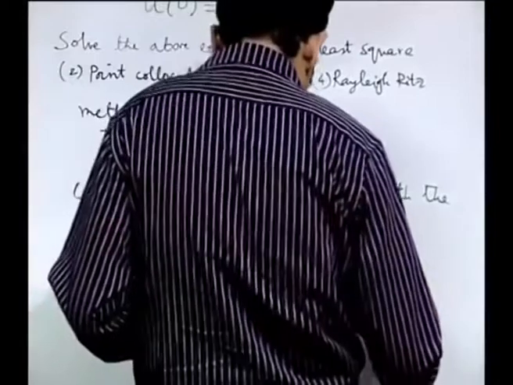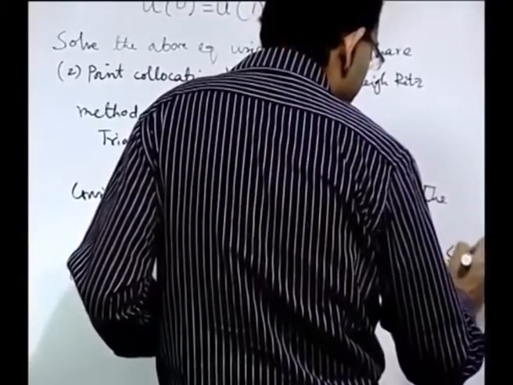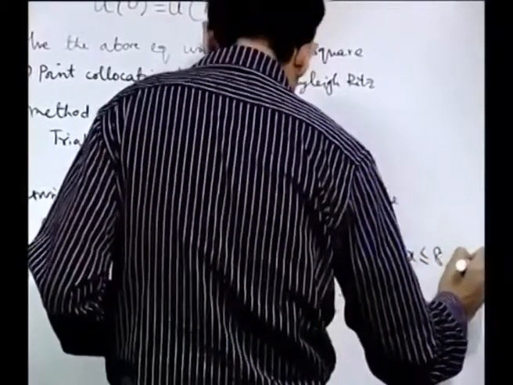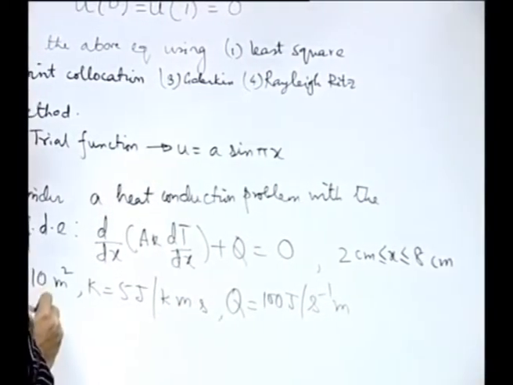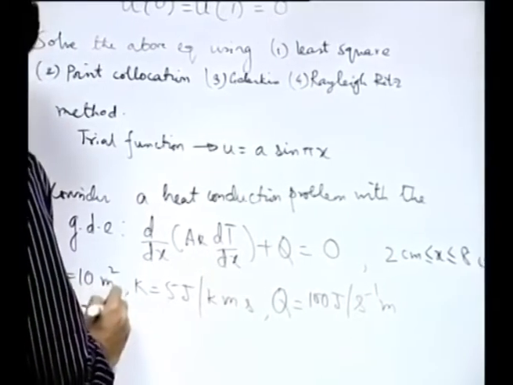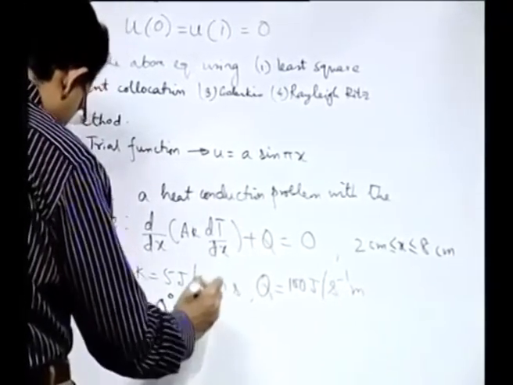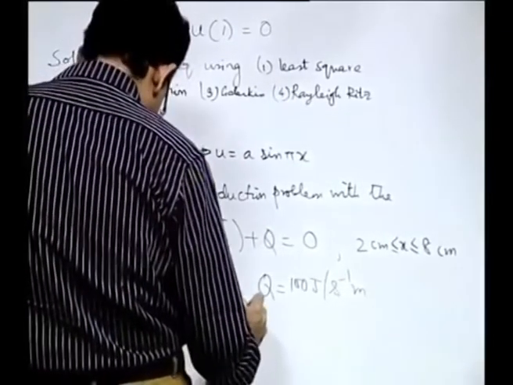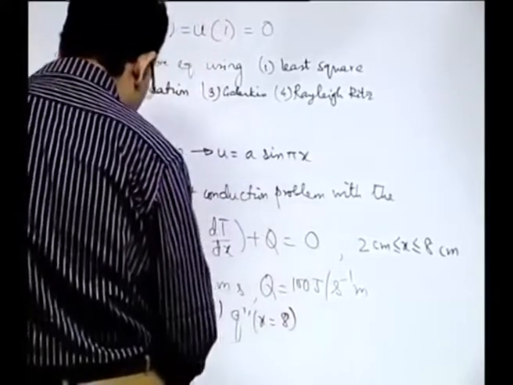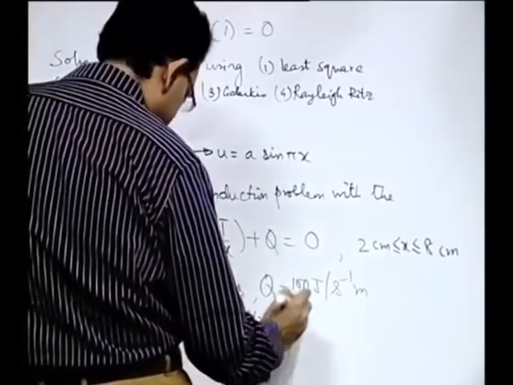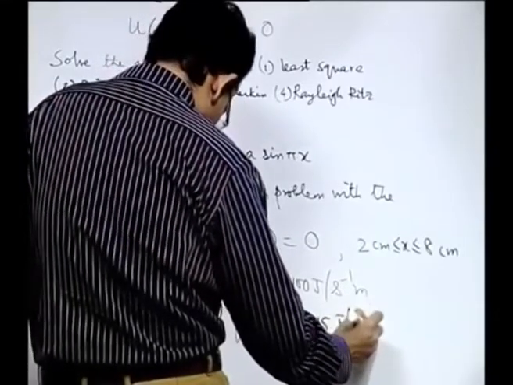This problem is valid within the domain x lies between 2 centimeter to 8 centimeter. The boundary conditions are T at x equal to 2 equal to 0 degree centigrade, and the heat flux at x equal to 8, both in centimeter, 2 centimeter and 8 centimeter, is equal to 15 joule per meter squared second.